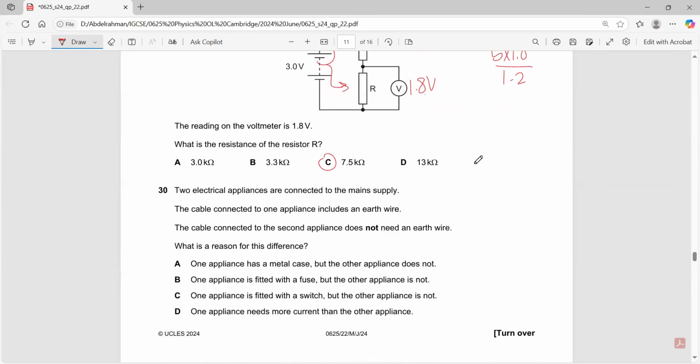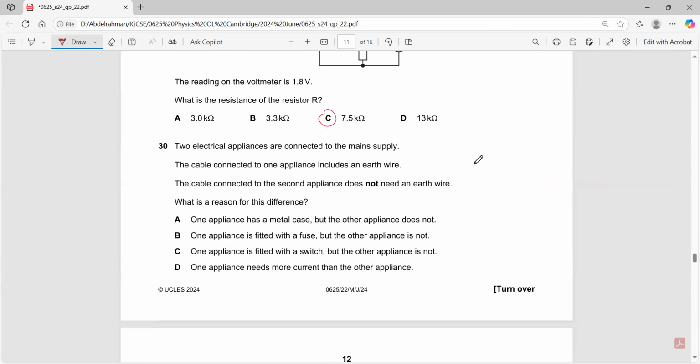Two electrical appliances are connected to the mains supply. The cable connected to one appliance includes an earth wire. The cable connected to the second one does not need an earth wire. What is the reason for this difference? The one with the earth wire has a metal case. Okay, but the other one does not. Correct. If you have a metal case, you do need an earth wire. If you do not, then you do not need an earth wire. It's as simple as that.